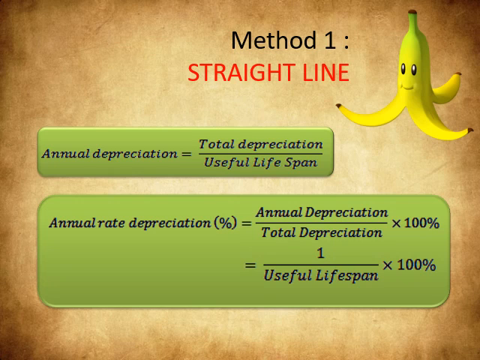The second formula is how we convert annual depreciation into percent. It is equal to annual depreciation, what you calculate here, divided by total depreciation times 100%. Or we can use another formula, that is 1 over useful lifespan times 100%. Then you get the annual rate of depreciation.